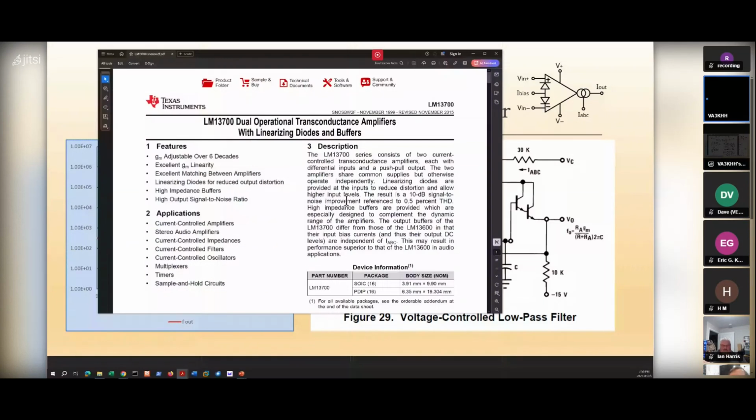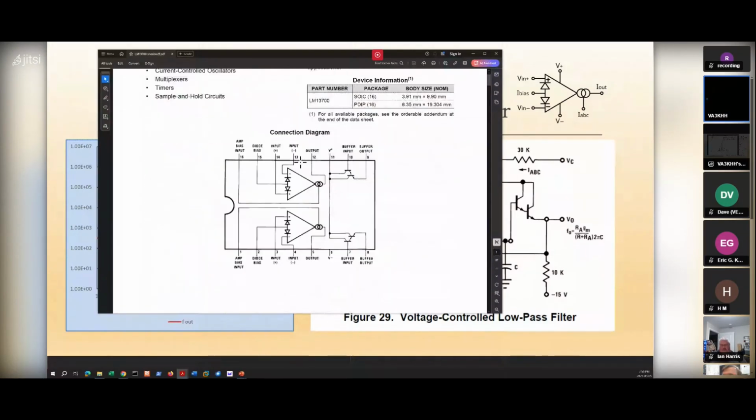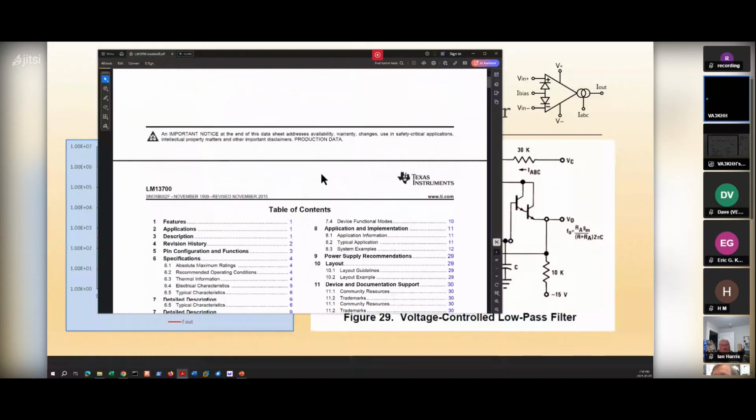So this is what I was saying before. They're saying you can adjust the gain over 6 decades. Pretty good. And it's linear. 2 packets, sort of 2 complete sets per 16-pin SOIC package.